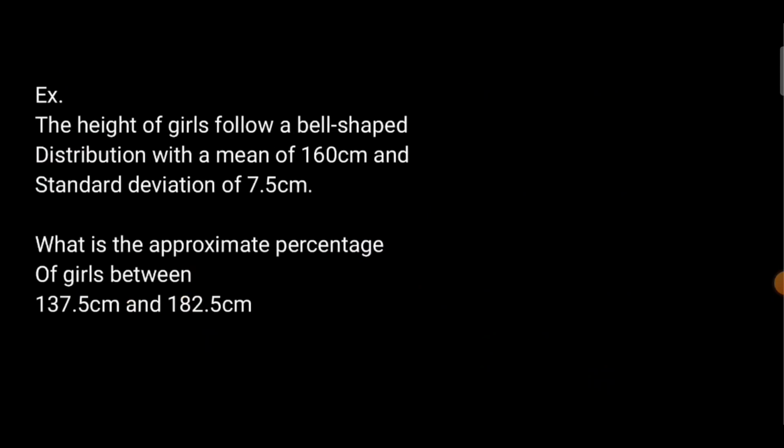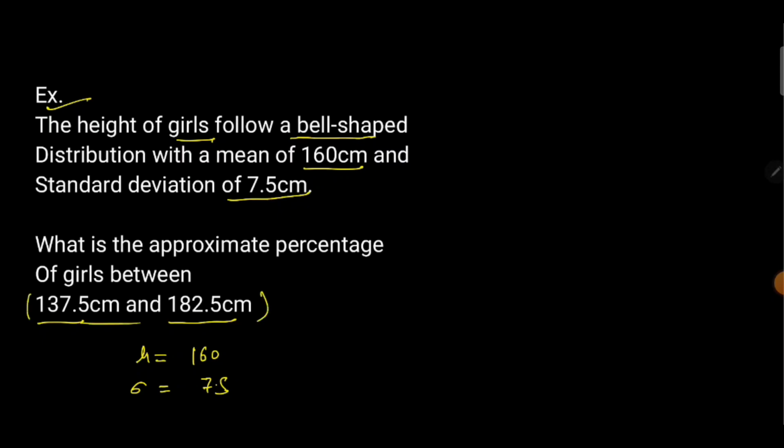Now coming to the second example. Here we are given that the heights of girls follow a bell-shaped distribution with a mean of 160 and a standard deviation of 7.5. What is the approximate percentage of girls between 137.5 and 182.5? So here we know that our mean, that is mu, equals 160 and the standard deviation is simply 7.5. Now we need to find out the percentage which this range contains.